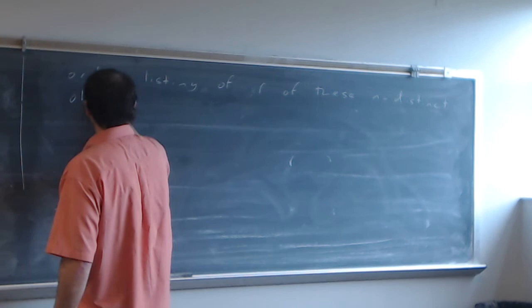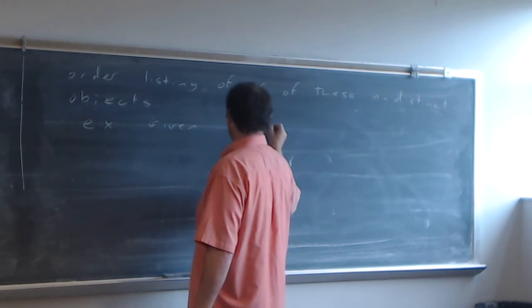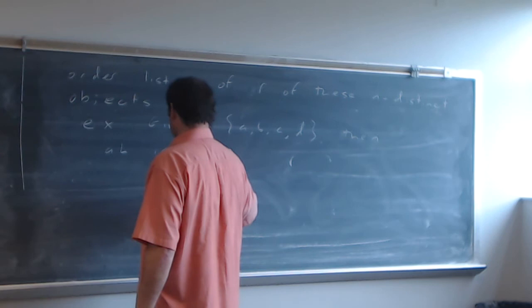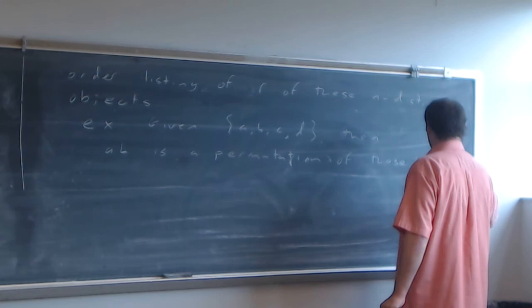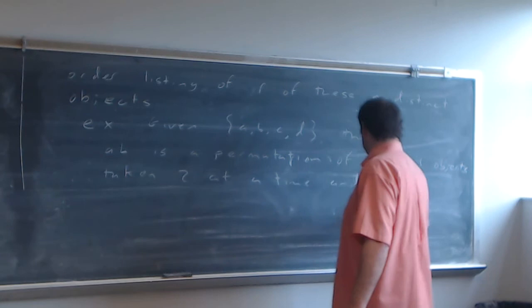So as an example, given the set A, B, C, and D, so I've got four options, then AB is a permutation of these four objects taken two at a time. And so is, let's say, BD.